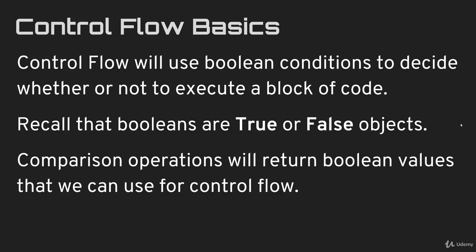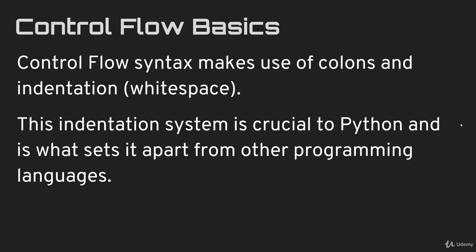Now that we know that, we can understand how control flow is going to use Boolean conditions to decide whether or not to execute a block of code. Recall that Booleans are either true or false objects, and comparison operators that we just saw will always return a Boolean value that we can use for control flow. So let's go ahead and see some examples of control flow.